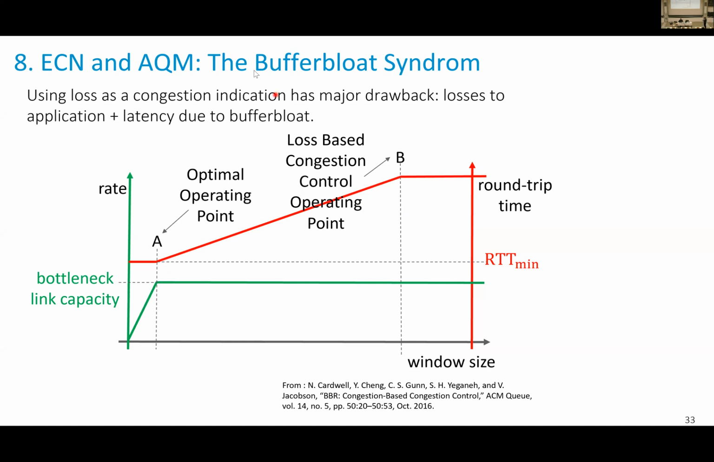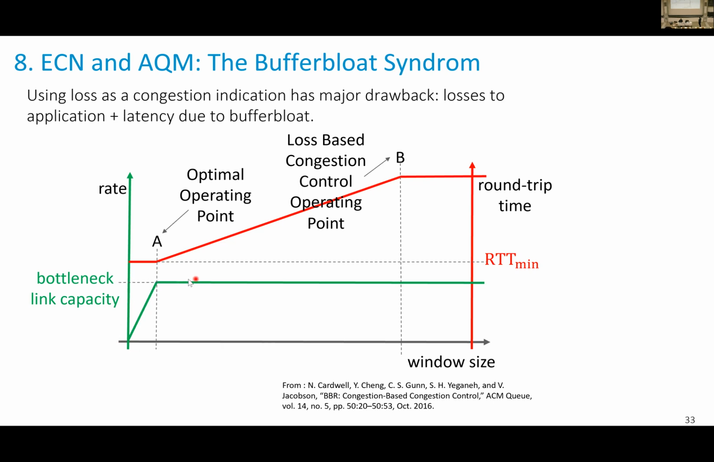The problem that I mentioned a few minutes ago is self-inflicted delay. Another symptom of this is called the bufferbloat syndrome in this paper. This is shown as a function of the window size. On the vertical axis, the rate, and on the other axis, the round trip time. So assume you have a flow, and then you start from slow start or something like this.